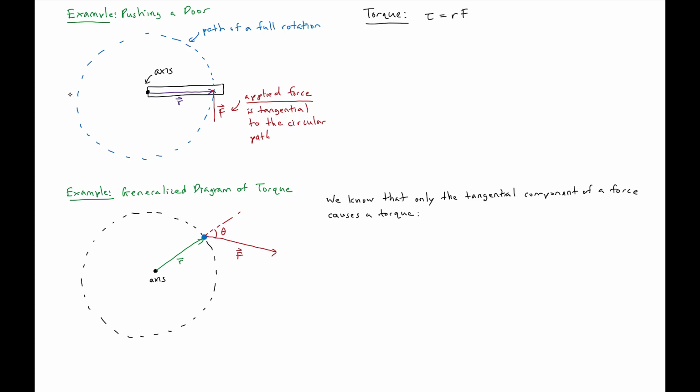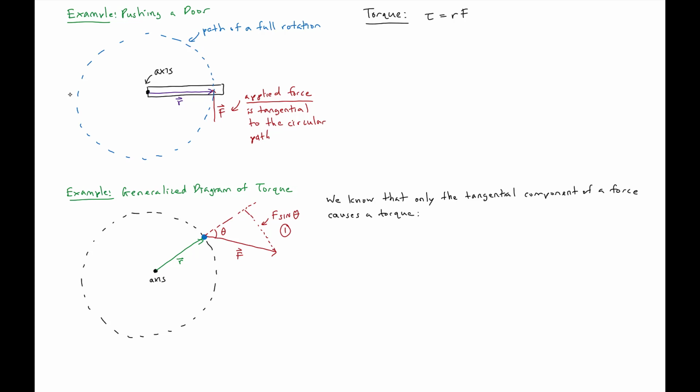With our diagram, first thing is being able to find this. So that is the tangential component of force, which is sine of theta is opposite over hypotenuse. So that means this is equal to F sine theta. And we'll call this equation 1.